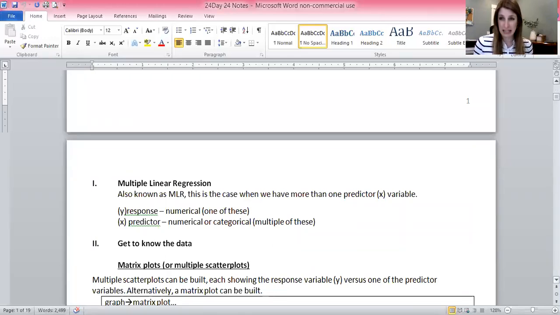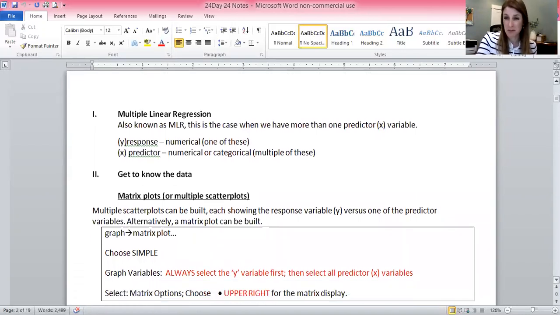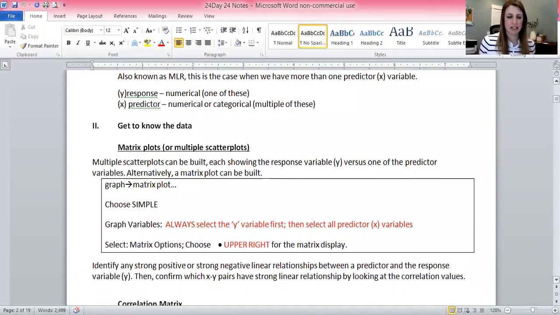And the y, same as before with simple linear regression, is numerical. And now the predictor can be numerical or categorical. We are not going to look at the categorical today. We're going to look at that next class. So today, everything is still going to be numerical, and then we'll introduce the categorical side of it next lecture.